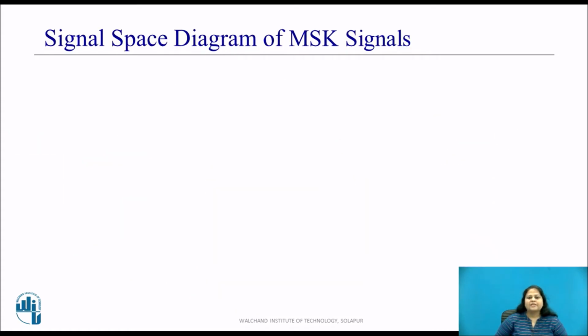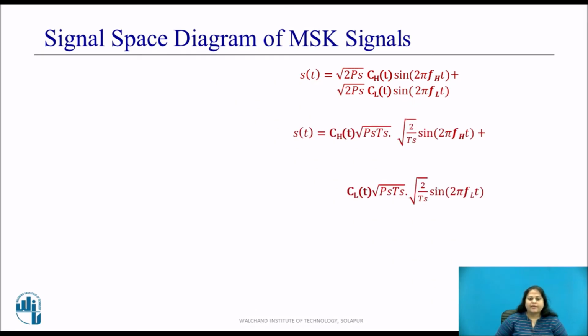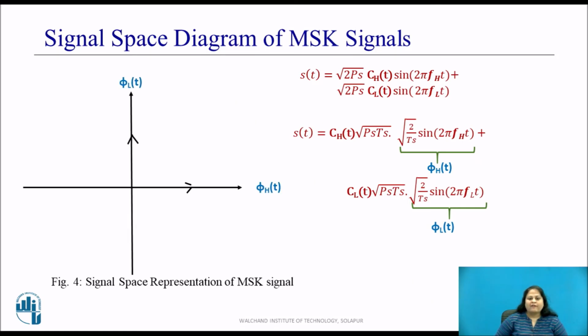Let us now see the signal space diagram of MSK signals. S of t represents the mathematical expression for the MSK signal. Rearranging this equation, we get the expression as shown. Let phi h of t represent root of 2 upon Ts sine of 2 pi fh t and phi l of t represent root of 2 upon Ts sine of 2 pi fl t. So here phi h of t and phi l of t represent the quadrature carriers.